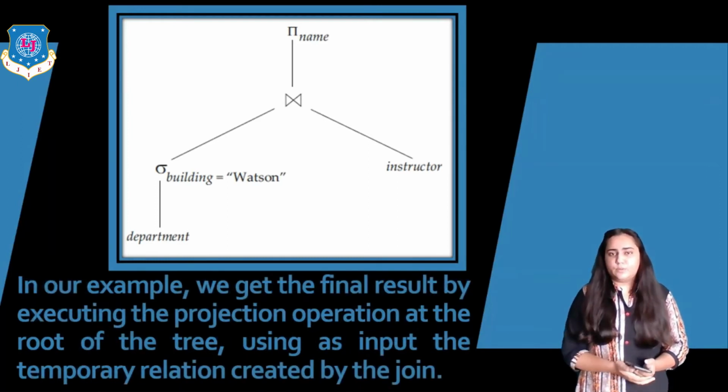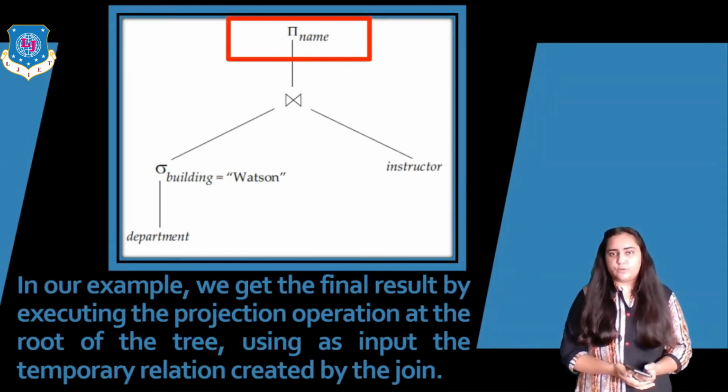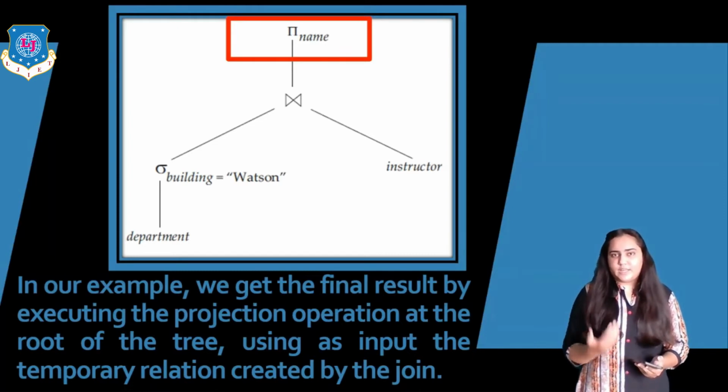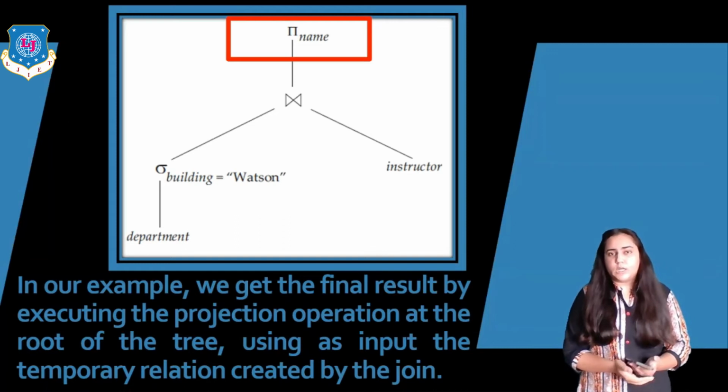In our example, we can get the final relation by executing the projection operation at the root of the tree, using as input the temporary relation created by the join. So the natural join is giving a temporary relation, which is then provided as an input to the root of the tree, which is pi name. And then once again, another temporary relation is created, which is then produced as an output.